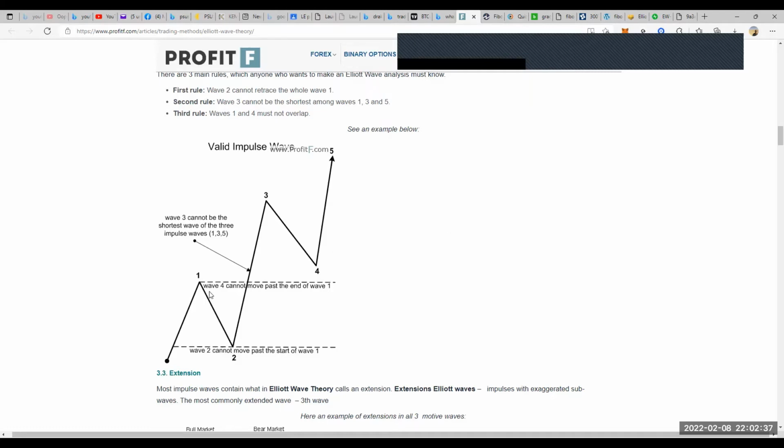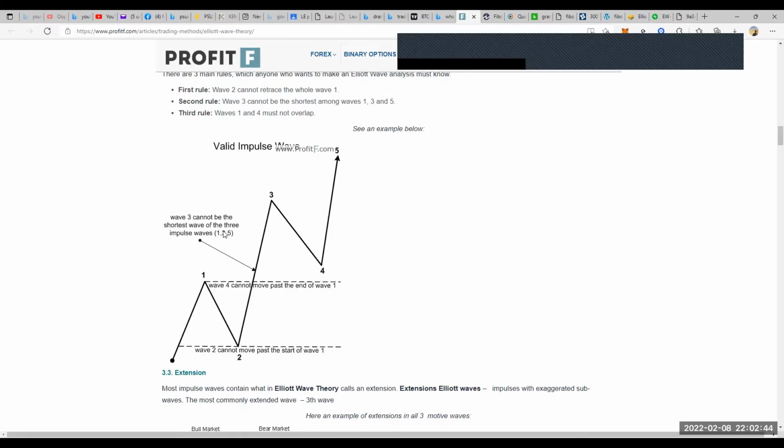All right, so now let's look at wave 3. Wave 3 cannot be the shortest wave of the 3 impulse waves, 1, 3, and 5. Now, we don't know that until we get done with wave 5, so how are we going to find an entry point into this? Usually what we'll see is wave 3 is longer than wave 1. Let's keep that real simple. Wave 3 is longer than wave 1, and we've got a good shot at this.